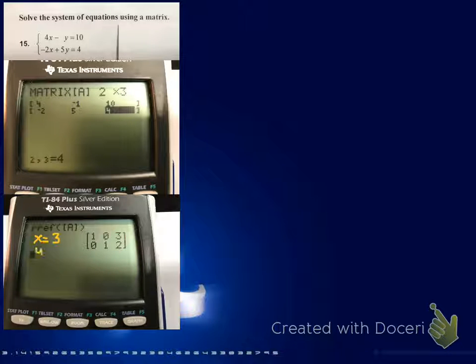All right, next. Let this play out and then I'll explain. Okay, so we had a system that we needed to solve. I took the equations, 4x minus y equals 10 and negative 2x plus 5y equals 4, and I put them into my calculator, into a matrix. You see that in the first picture. In the second picture, I did my double R ref. Remember, matrix, second matrix, math, B for double R ref. And then I plugged in A for the name. I ended up getting x equal to 3 and y equal to 2.